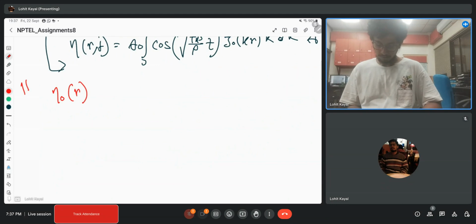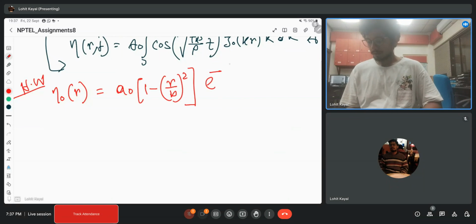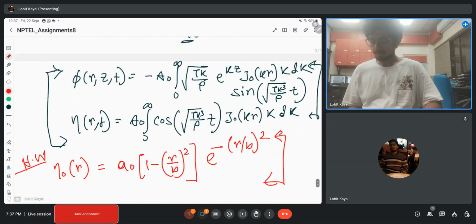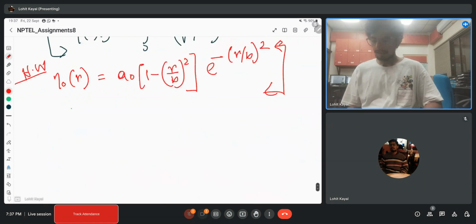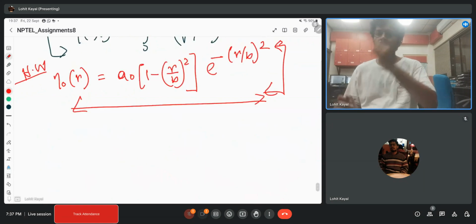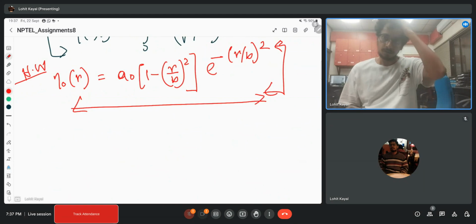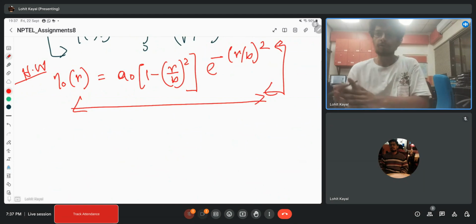So this might be a homework: eta 0 of r is equal to a0 into (1 minus r by b square) e to the power minus (r by b) whole square. You can find its Hankel transform. So try for this initial condition and try to find the evolution of your interface.